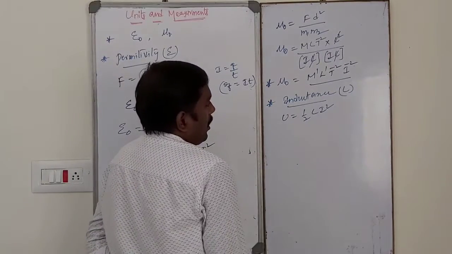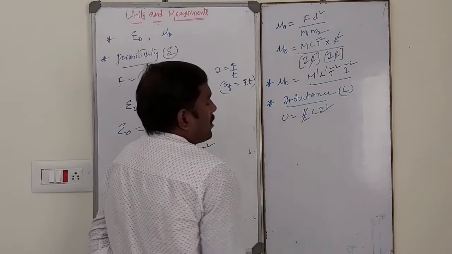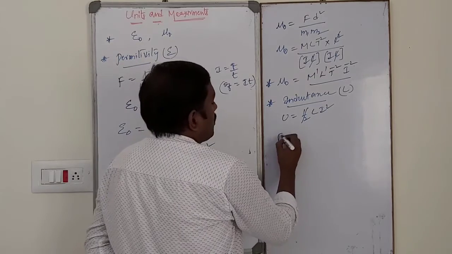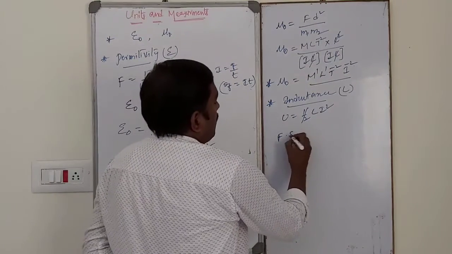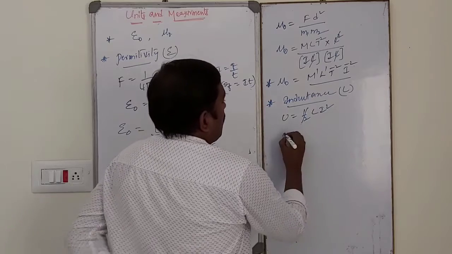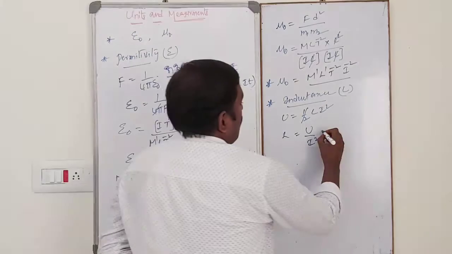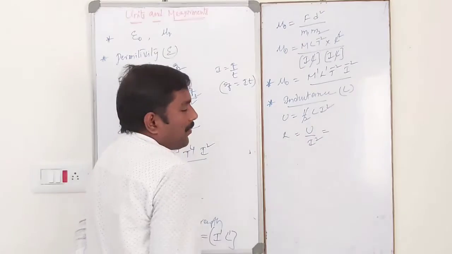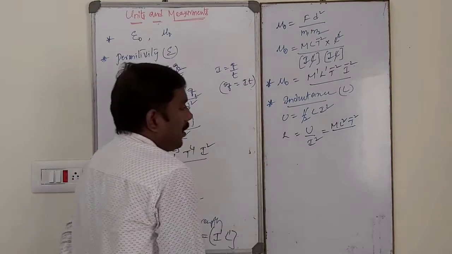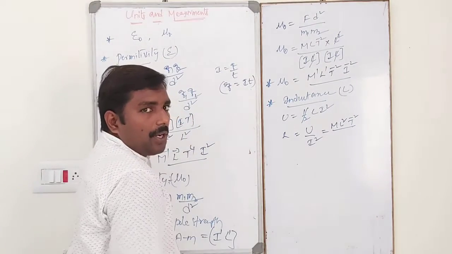So what is the dimensional formula for work? M, L power 2, T power minus 2. In this case, half is the dimensionless quantity. Work is nothing but force into displacement. So L is equal to 2U by I square. Dimensional formula for work or energy, M, L power 2, T power minus 2, divided by dimensional formula for I, which is nothing but I, because it is a fundamental quantity.